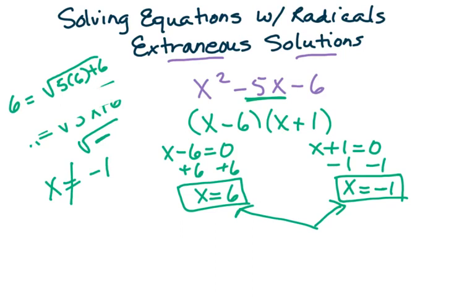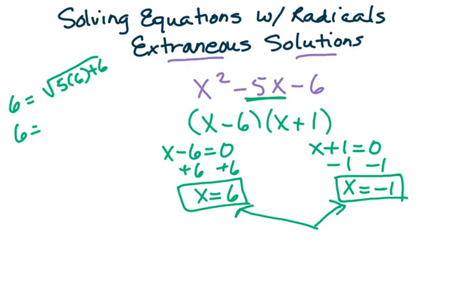Well, when I solve that, watch this. 6 equals, 6 times 5 is 30, plus 6, all under the radical sign. 6 equals radical 36. Well, doesn't radical 36 equal 6? And 6 does equal 6. But if I were to plug that negative 1 back in there, it wouldn't work. All right, let me give you one more problem like this.